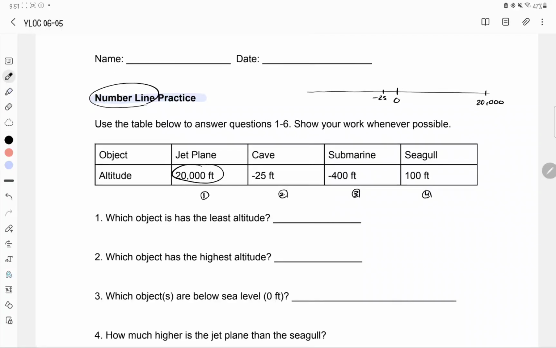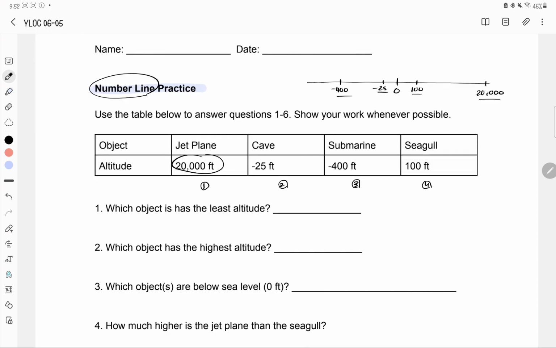And -400 is going to be over here, and 100 maybe over here. So the distance from 0 to each number has to relatively show the number difference. Like this, 25 and 100. 100 is a little bit bigger, right? And compared to 400 and 100, 400 is bigger. So it doesn't have to be exact, but you have to see those patterns on the number line.